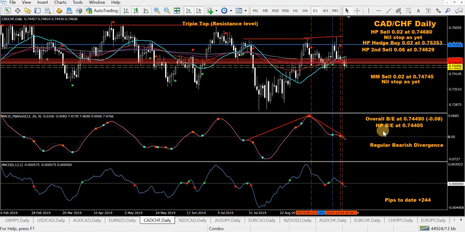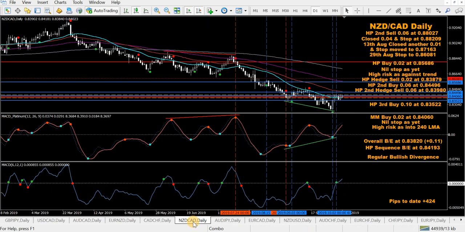And the HP break-even is actually this bottom one. So I really need price to keep on going down. And see if we, at the moment we're just above, oh, we're in no man's land. Like a lot of the pairs at the moment, going nowhere fast.